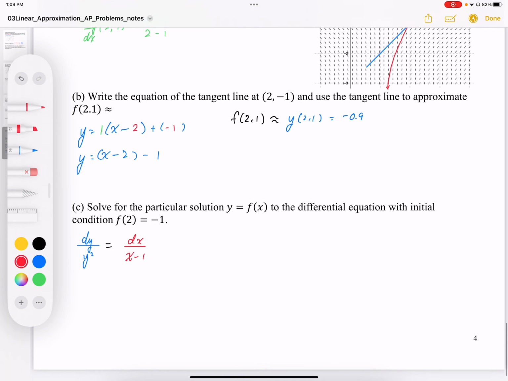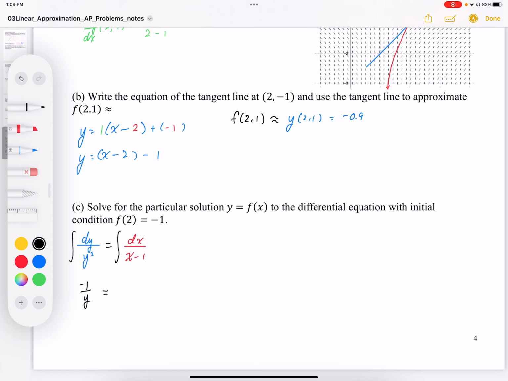Okay, so that's the first step. I'm going to separate those variables, the y's with the dy's, x's with dx's. I'm going to integrate both sides. So integrating 1 over y squared, it's integrating y to the power -2. So that becomes -1 over y, because I have that negative power, I need to divide by -1. So I'm going to end up with a negative on that y.